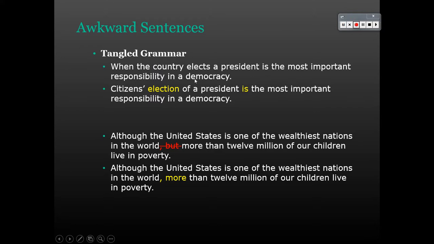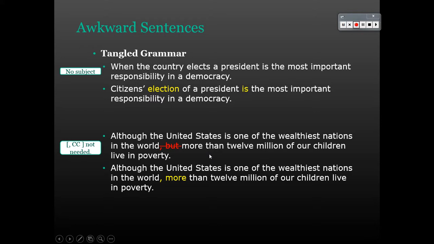Is the most important responsibility in a democracy. All right, so we need to add a subject. Citizens' election of a president is, so we've added citizens' election of a president as our subject, is the most important responsibility in a democracy. This is a subject. Now, although the United States is one of the wealthiest nations in the world, this is a dependent clause. And if we remember, if a dependent clause comes before an independent clause, more than 12 million of our children live in poverty.